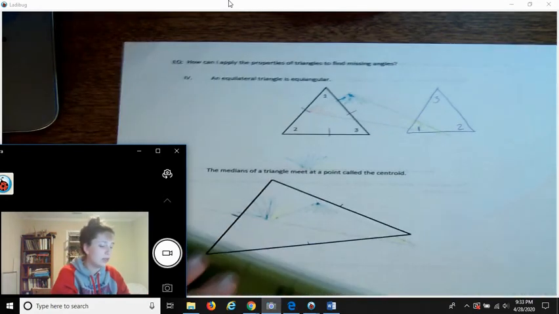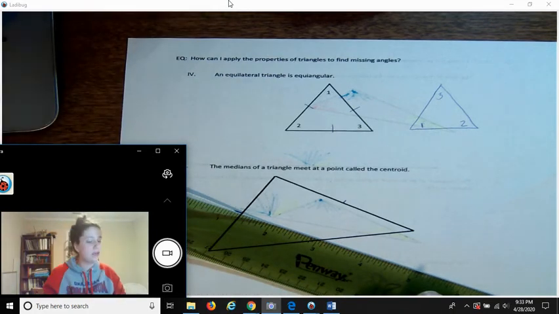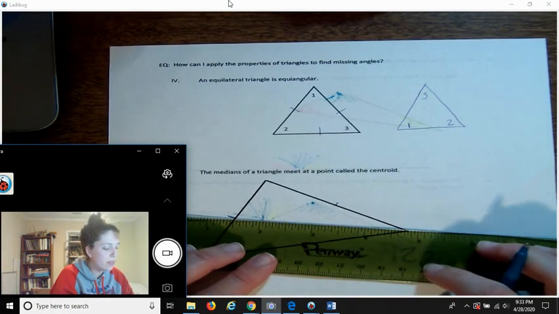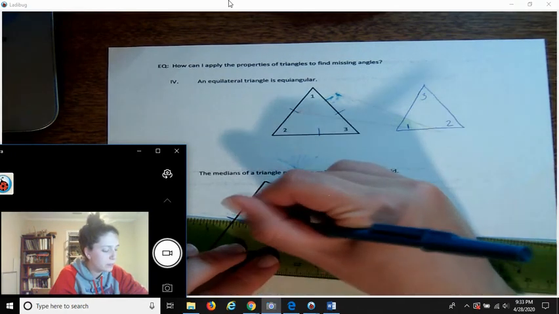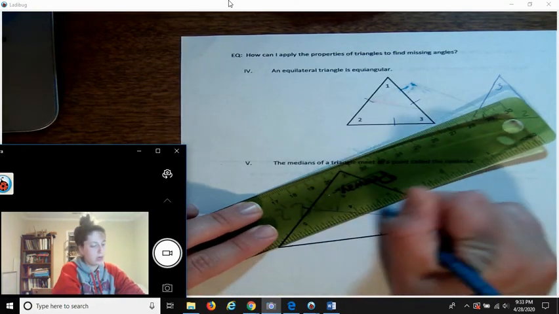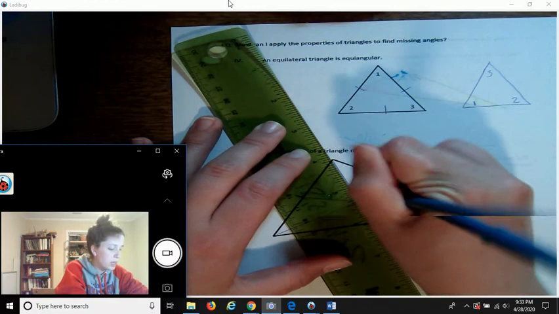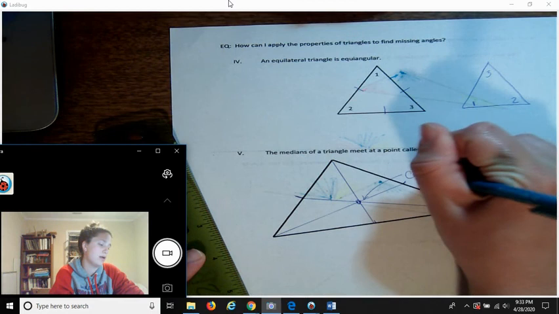If I draw a line, the medians of a triangle meet at a point called the centroid. The medians go from that middle point right here to the vertex it's across from. So across there, across here, and then from this middle point to that vertex straight across from it, they all three meet at this same point called my centroid.